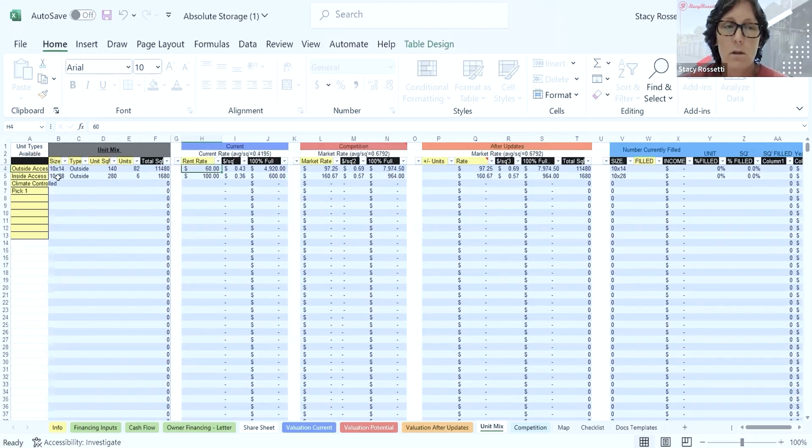And he has 10 by 28s. He's got 6 of those. It's 1680 square feet, and he's charging 100. Right. So that comes out to 43 cents a square foot and 36 cents a square foot.